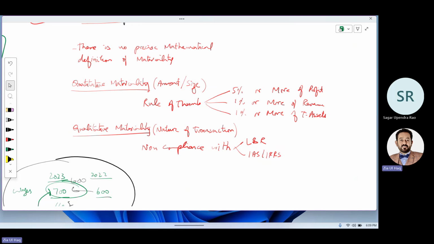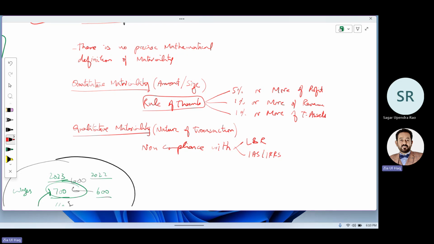Quantitative means whether this amount is material or not. Suppose during audit we have found a 50,000 misstatement. Whether this 50,000 is material or not, we will see quantitatively, and for that we will use some threshold, meaning our rule of thumb. If that misstatement is 5% or more of profit, it will be considered material. If it is less than 5% of profit, we will consider it immaterial.